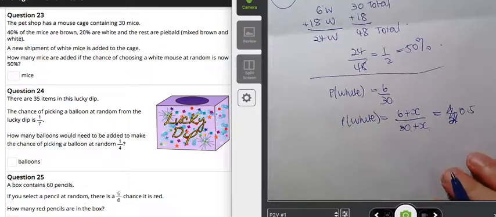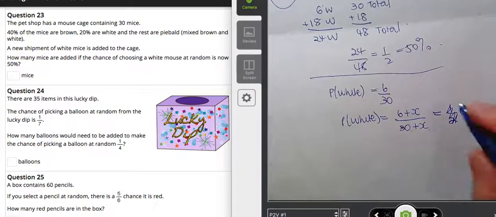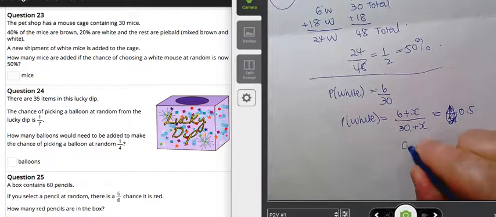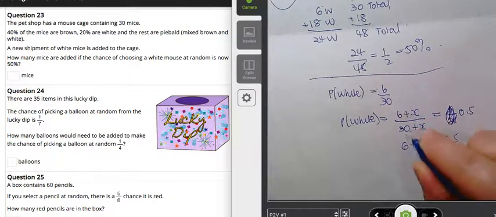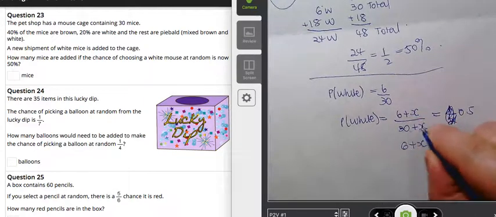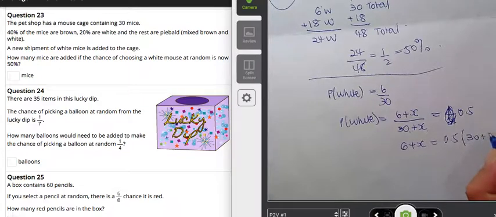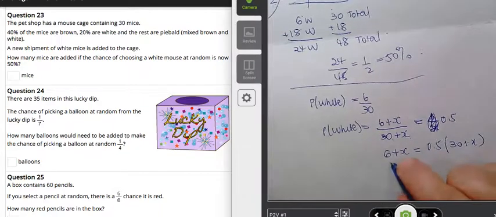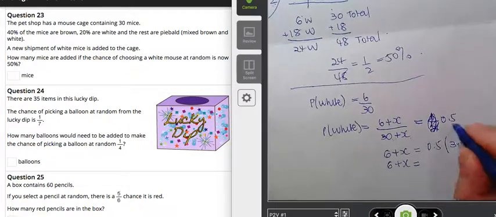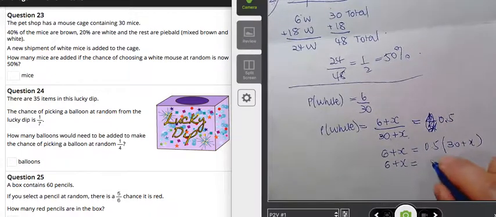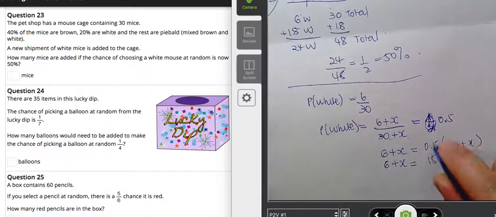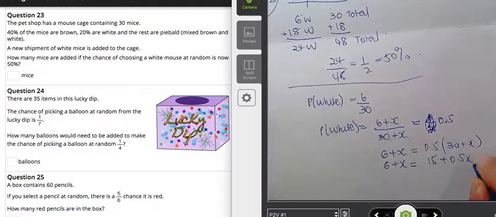But you actually haven't learned how to solve equations like this yet. So I can go 6 plus x divided by 30 plus x. Opposite of dividing by 30 plus x is to multiply by 30 plus x. You'll learn how to do this next year anyway. But for those of you that know how to do equations, this isn't a bad way to go, or I could have written a half there as well. So 6 plus x is a half times 30 is 15, and a half times x is a half x. And then I could just solve.